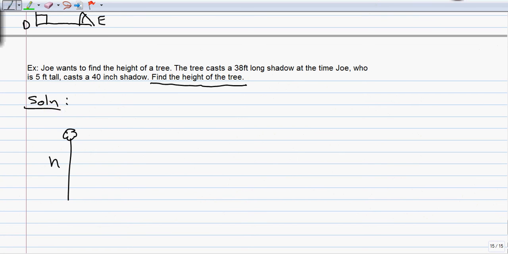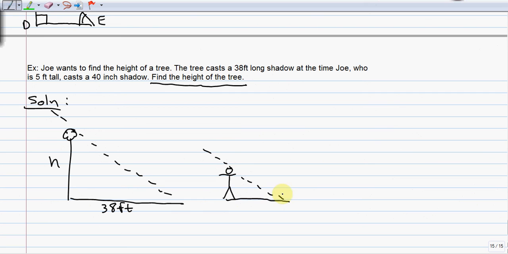What happens for a shadow is that the sun comes down and casts a shadow off the top of the tree, and the length of the shadow is over here. It says that this length is 38 feet. Now, if it's at the same time of day, which is what this says, then we should get a similar triangle because the sun is at the same exact angle. So these two triangles should be similar. Now, Joe is 5 feet tall, and his shadow is 40 inches. So these should be in the same proportion.